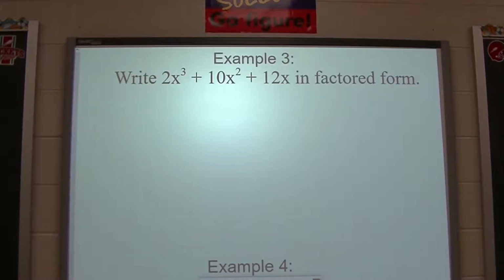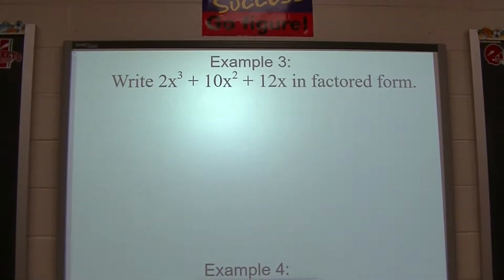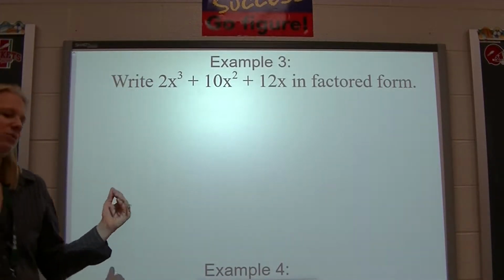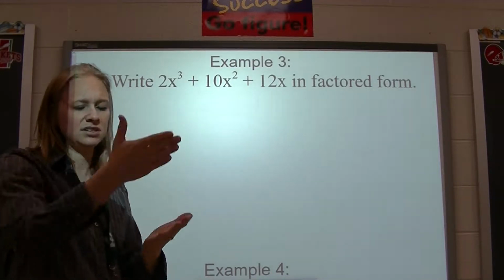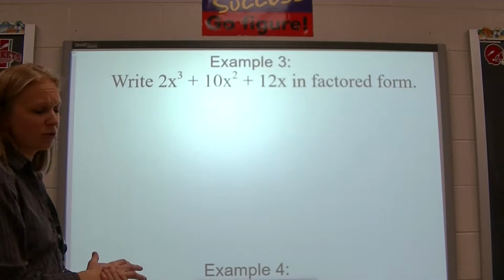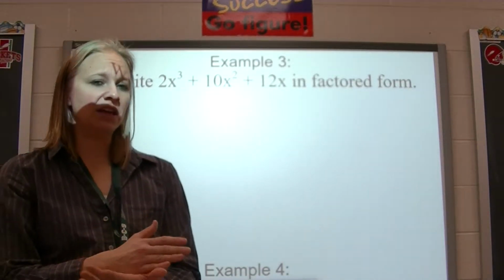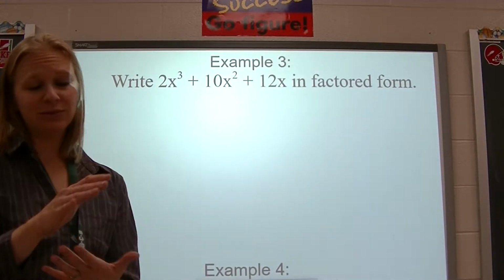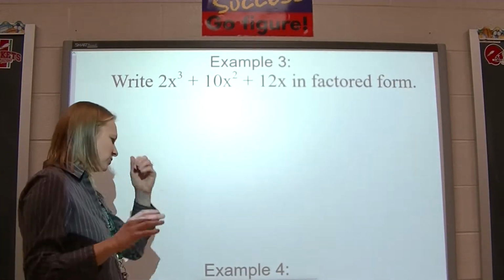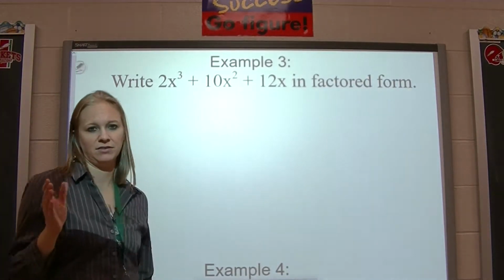Okay, so here they want us to write 2x cubed plus 10x squared plus 12x in factored form. So you might say, well, we just went from factored form to standard form. Why do we have to go from standard to factored form? More than likely, you're not going to be given a problem in factored form. It would be awesome if we would, because the stuff we're going to do this lesson would help us tremendously. But you're going to be given a polynomial, and you're going to have to factor it.